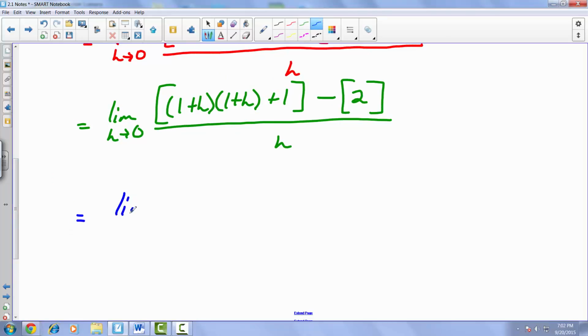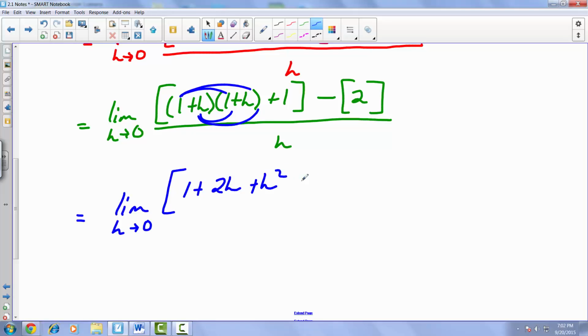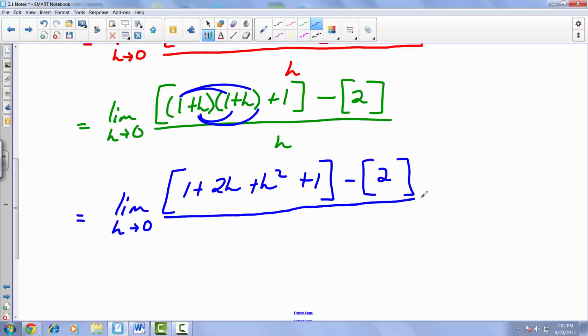Then we end up with the limit as h goes towards 0. A lot of this is really just algebra, so if you're good with that, you should be pretty decent. Just going ahead and foiling this, we have 1 plus h plus another h gives us 2 h's. h times h gives us our h squared. And then we have our plus 1 coming from here. Minus 2. All over h.